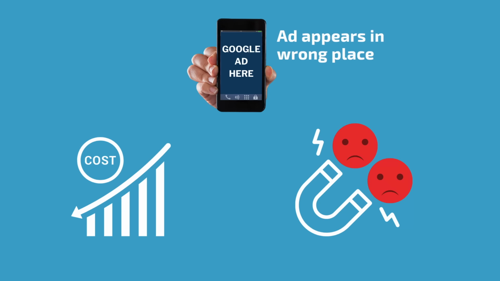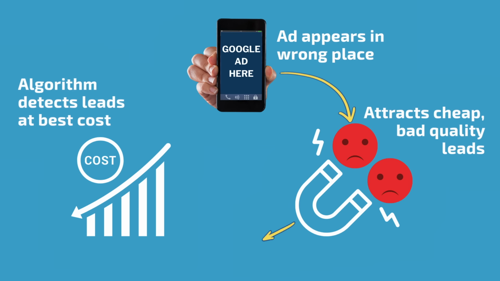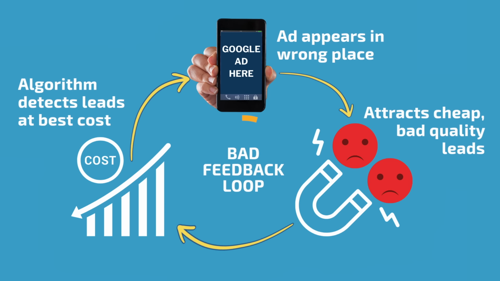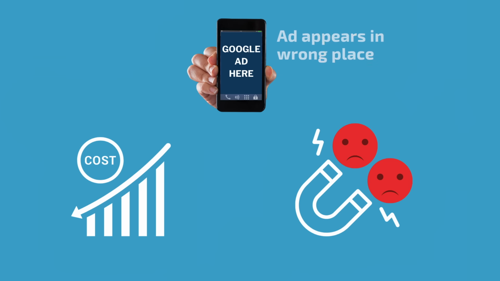I've seen this in a lot of accounts where the form submission was the only form of conversion. If your ad appears in the wrong place and you are running automated bidding, for example, games, parked domains, bad quality leads start to pour in for cheap. And since the algorithm is designed to get you leads at the best cost, your feedback loop starts to form in a bad way.